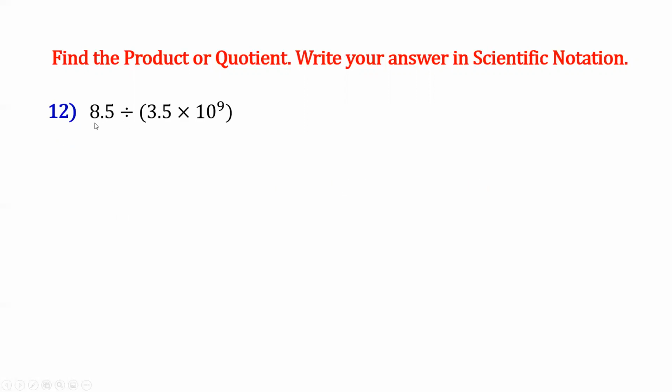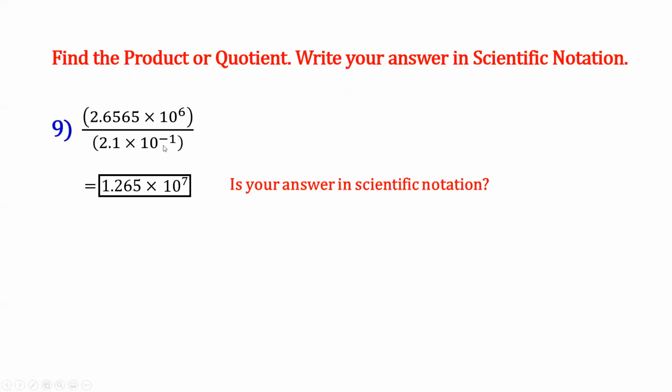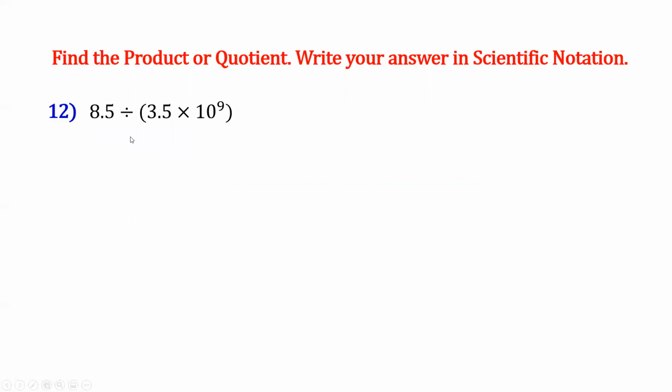If you don't like the problem written this way, you can write it similar to the last problems. You can write it as a fraction. Remember this division sign, that's the same thing as a fraction. And you're going to notice that the 8.5 is missing a power of 10. If it doesn't have a power of 10, what that means is that it's raised to the 0 power. So this is 8.5 times 10 to the 0 all over 3.5 times 10 to the 9th.